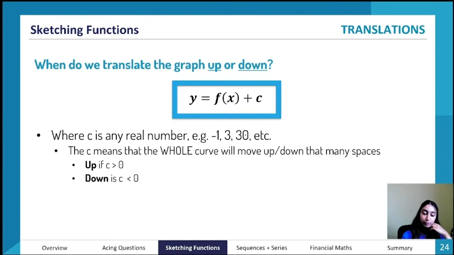When we're moving a graph up or down, we can add c to it. So y is equal to f of x plus c. C can be any number from negative infinity to infinity, but the direction or the value of c matters. If c is positive, the graph will be translated c places up. If c is negative, it'll be translated c places down. And that is pretty much all there is to it.